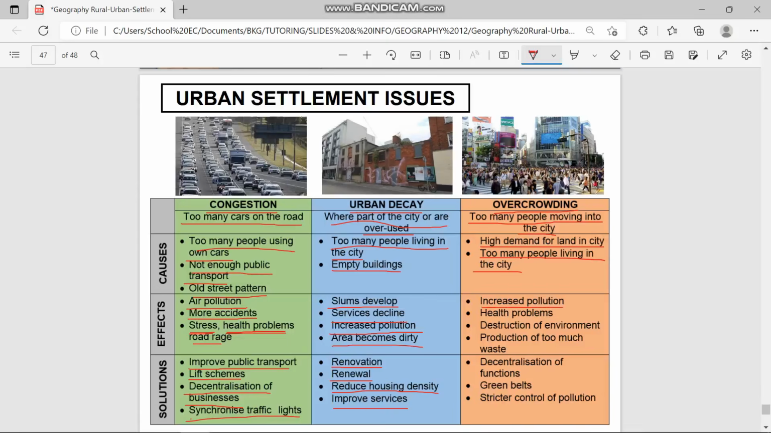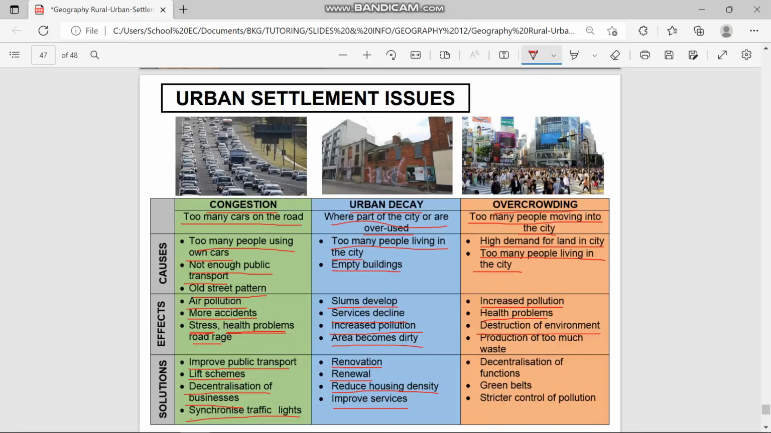Increased pollution. Many people are burning fossil fuels, many people are driving cars and so on, so there will be increased pollution in the city. There will be a pollution dome. Health problems: since there is a pollution dome, which is trapped heat as well as trapped air pollution, these pollutants are trapped. It's not healthy to breathe or inhale these bad pollutants. These are going to cause health problems such as respiratory problems and asthma as well.